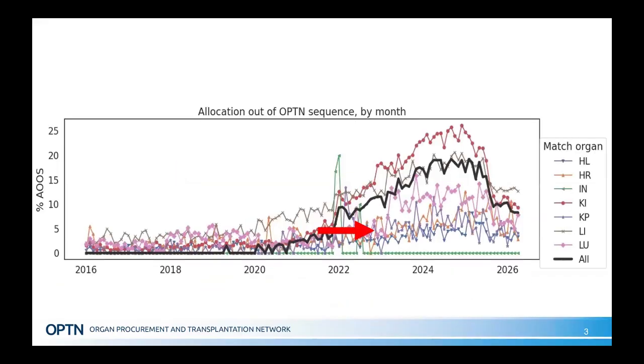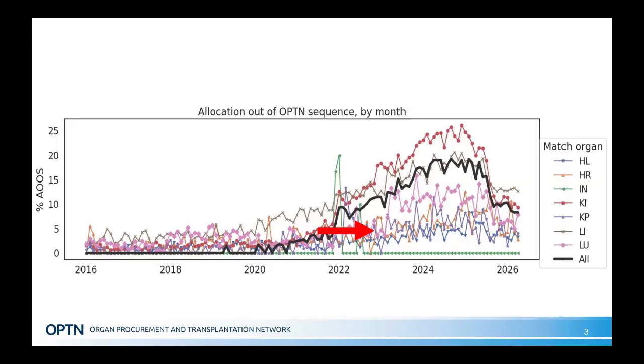So these are data that are provided by our colleagues at HRSA. And these are data describing the allocation out of sequence rates over the last few years. It's a little complicated, so let me just walk everyone through this for a second. What you can see in the thick black line is the overall percentage of organs in the US that are allocated out of sequence. And we can see historically that it was quite low, at less than 5% until around 2021, when it began to climb rapidly.